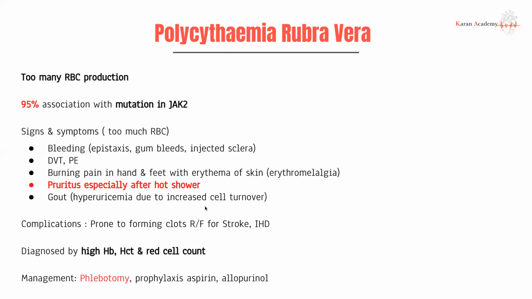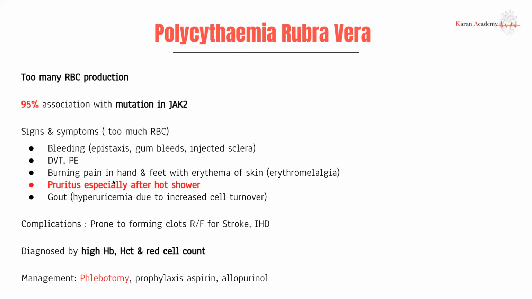Next, we have polycythaemia rubra vera. Now, this is a myeloproliferative disorder resulting in too many RBCs. Most of them, 95%, are associated with a mutation in the JAK2 gene. In terms of signs and symptoms, you can have a high risk of bleeding, DVTs and PEs because you are now hypercoagulable. You can have burning pain in the hands and feet, and this is called erythromelalgia.